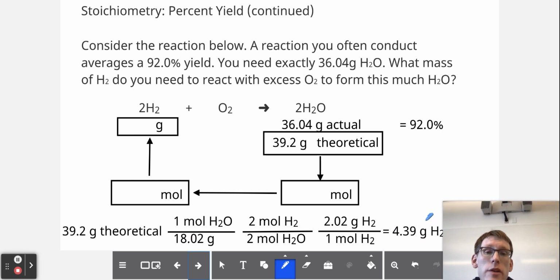which is more hydrogen than you'd find in 36.04 grams of water, but it's more because, again, we're not shooting for 36 grams of water, we're shooting for 39 grams of water, and accounting for the fact that we lose about 8%. So if we wanted to get 36.04 grams of water, we'd actually have to add a little bit of extra hydrogen, react a little extra oxygen, and shoot for 39.2 grams of water and lose 8%.